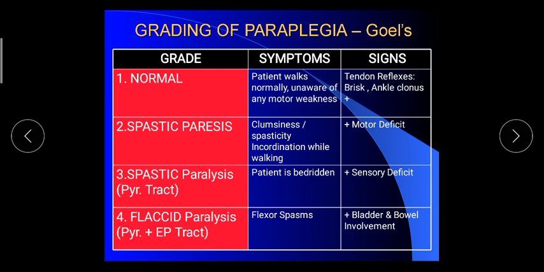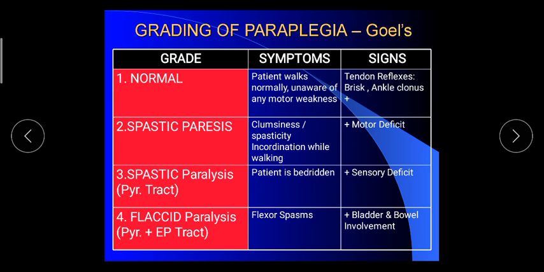And coming to paraplegia, paraplegia is of 4 grades. Grade 1, normal, because the patient is walking normally and he is unaware of the weakness because it is very mild, whereas the clinician can detect it because there is change in the tendon reflexes. They become brisk or clonus can be present.